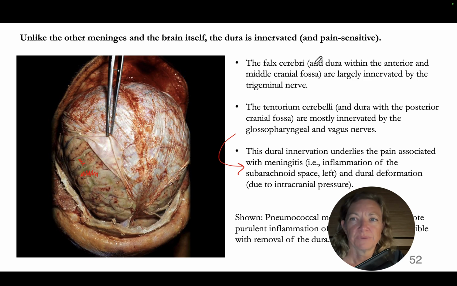The falx cerebri, for example, and parts of the dura that are in the anterior and middle cranial fossa are innervated by the trigeminal nerve, whereas the tentorium cerebelli and parts of the posterior dura are innervated by glossopharyngeal and vagal nerves. So those are the cranial nerves that equip the dura with pain sensitivity. That's really important when the dura is deformed by things like hematoma.